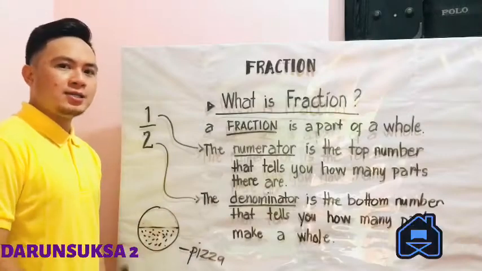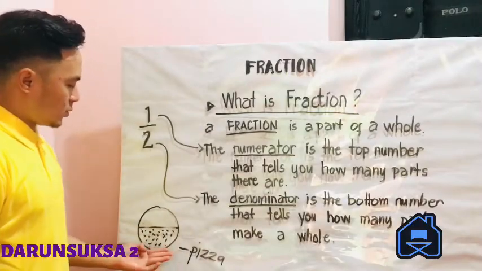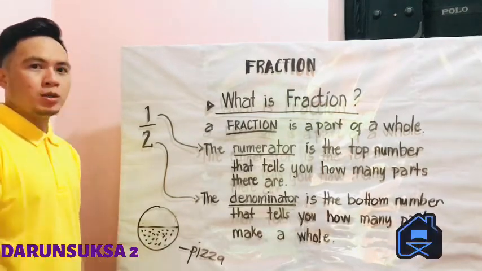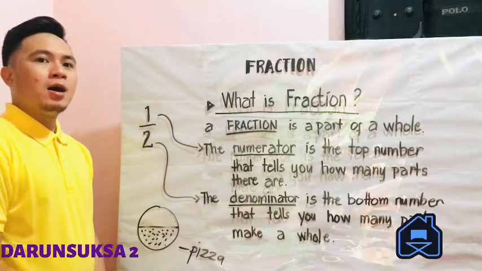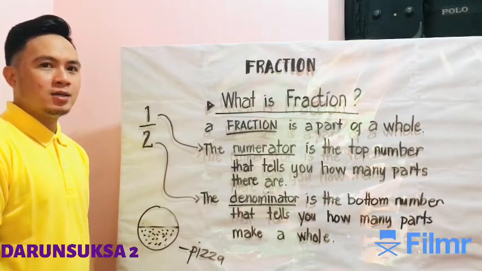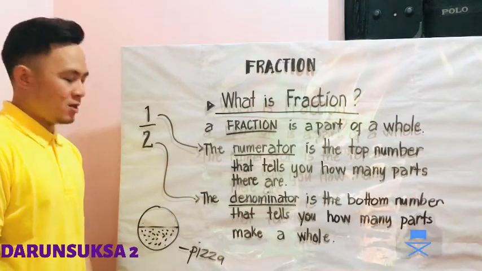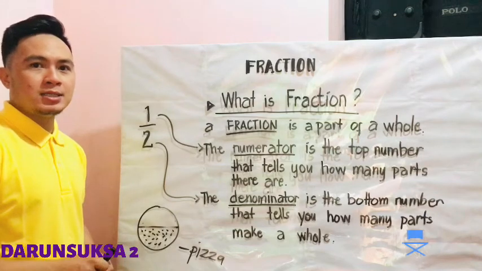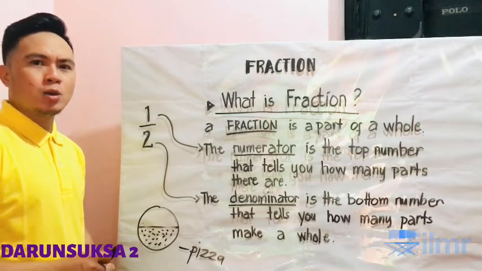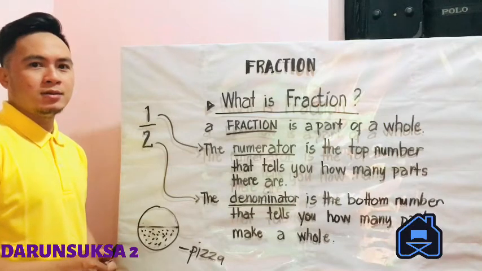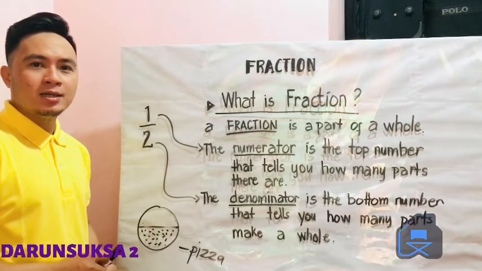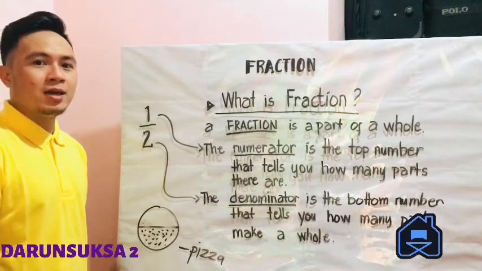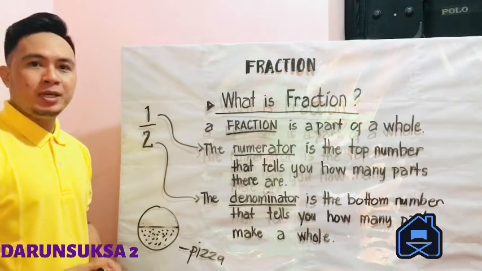So I have here an example. So look at this one. Imagine that this is a pizza, a one-whole piece of pizza. One day, my friend came into our house, and my friend ate one piece of my pizza. So how many are left? How many? There is one. Okay? One piece of pizza.